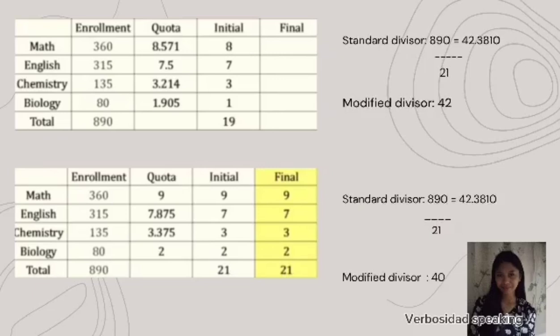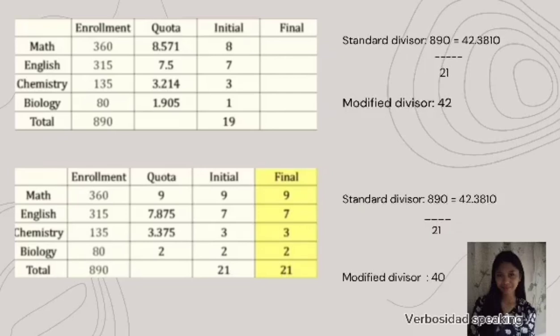So let's try for the last time. Our standard divisor was 890 divided by 21, which is about 42, so let's try 40. The same as before, we divide by our divisor. Math, 360 divided by 40 equals 9. English, 315 divided by 40 equals 7.875. That is the quota, and the rest will follow, the same for chemistry and biology.